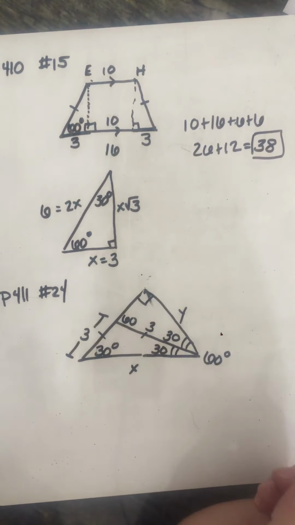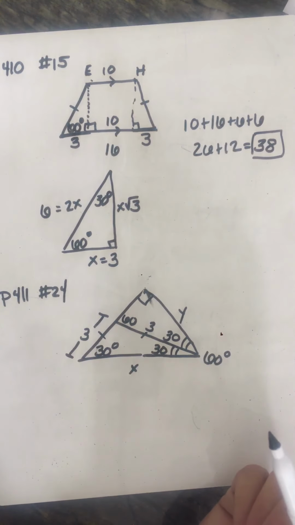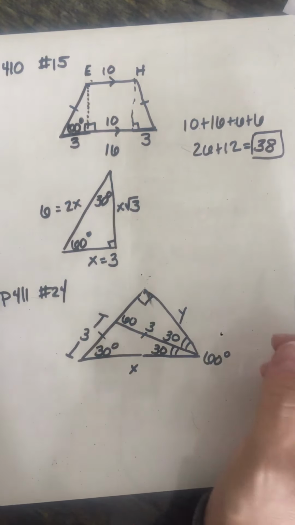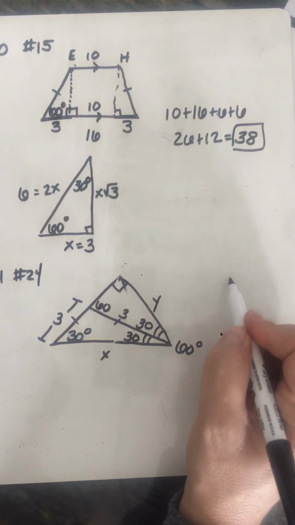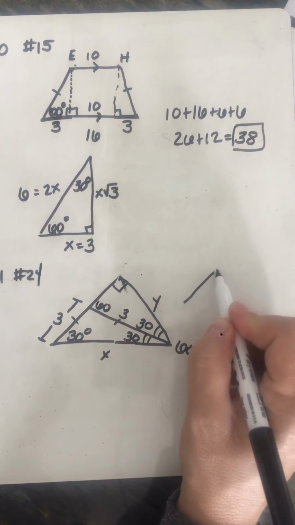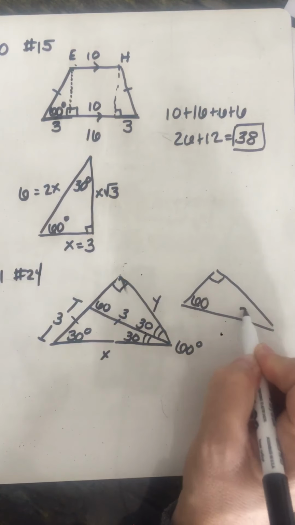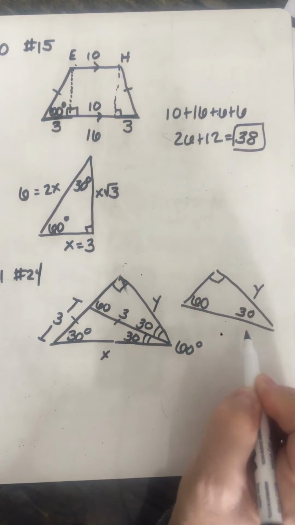So let's see. We're going to talk about X first if you want. It's totally your choice. Let's go with Y. I think Y is easier to start with. So we've got a 30, 60, 90 here. Let me redraw it for us. There's the 90, there's the 60, there's the 30. This is the Y. This is 3.